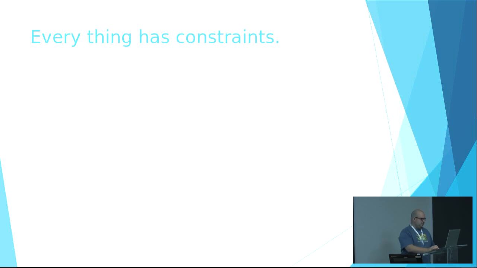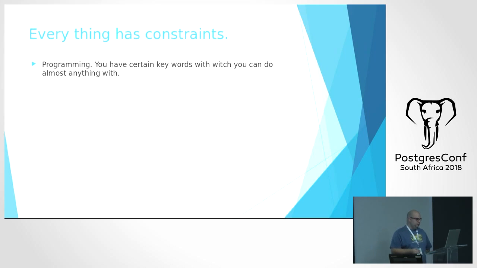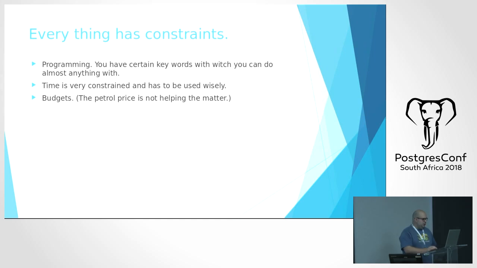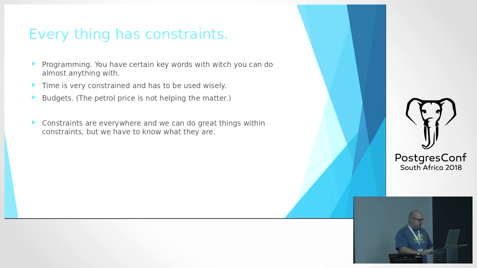Everything in life has constraints. If you take programming, you've got a few keywords to write a program that can do basically anything. Time is very constrained. You only have an X amount of time, which you have to use wisely. And budget is also very constrained, and the petrol price isn't helping that either. So you can see people have a lot of constraints in their everyday lives. Constraints are everywhere, and we can do great things with constraints. We only have to know what they are. And in DBs, we can implement our own constraints.